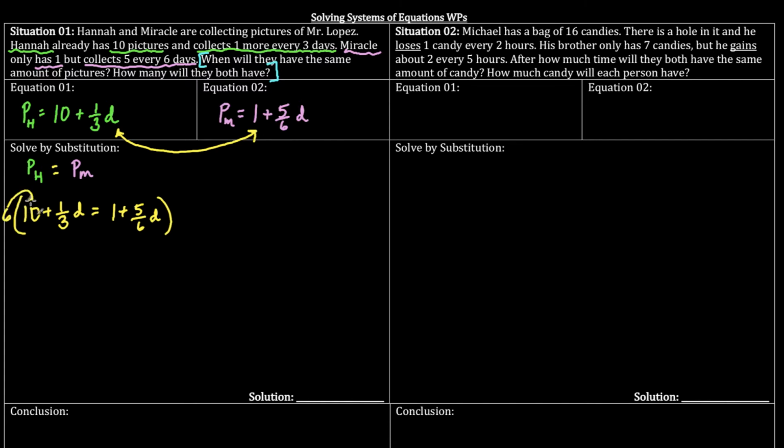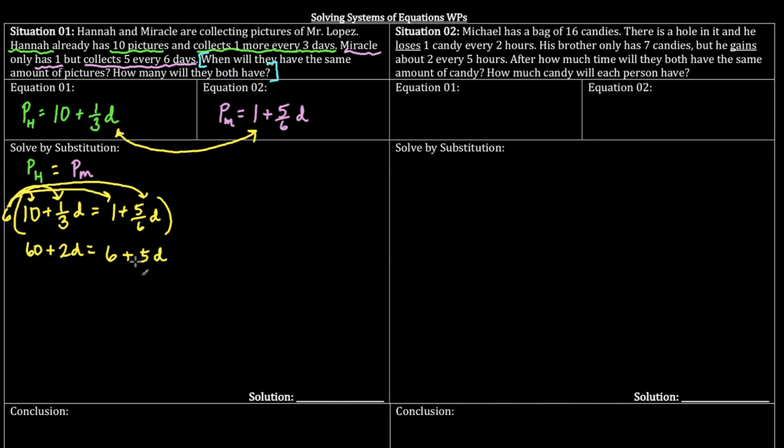So 6 times 10 is 60. 6 times 1/3, positive times a positive is a positive. 6 times 1 is 6, divided by 3 is 2. Don't forget over here also, positive times a positive is a positive. So 6 times 5 is 30. 30 divided by 6 is 5.